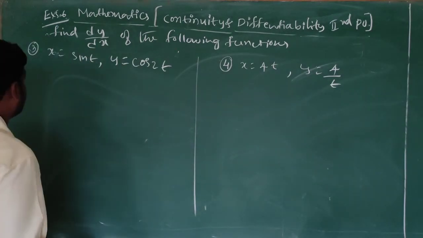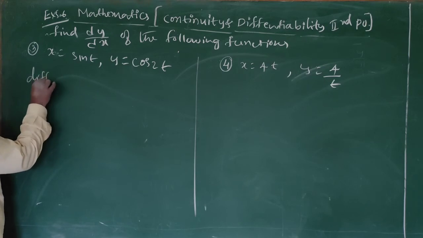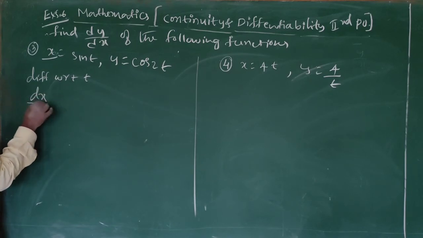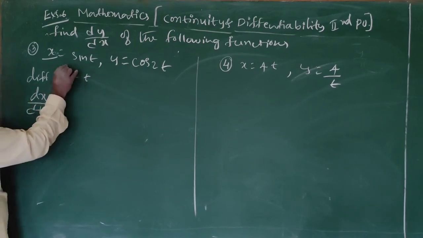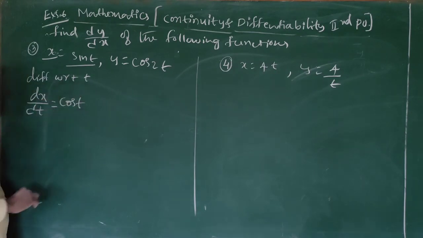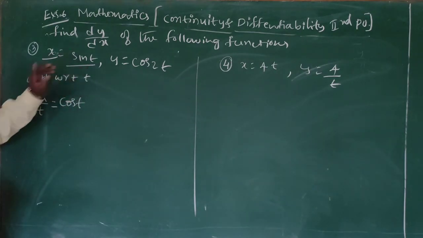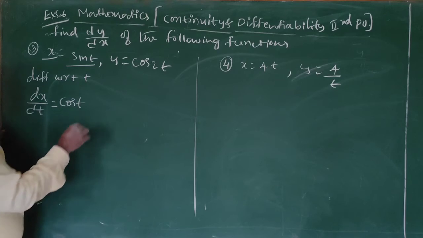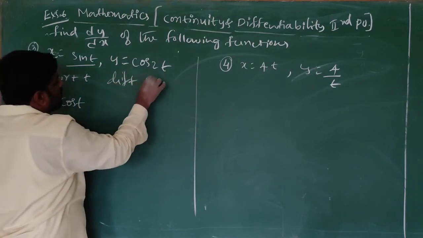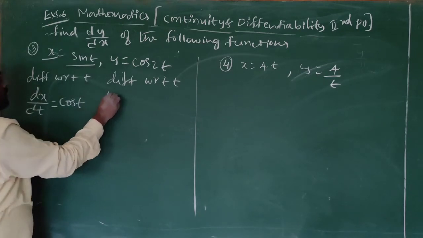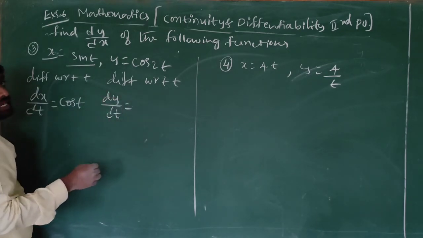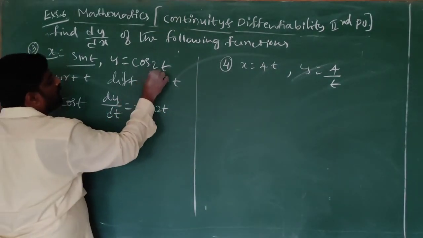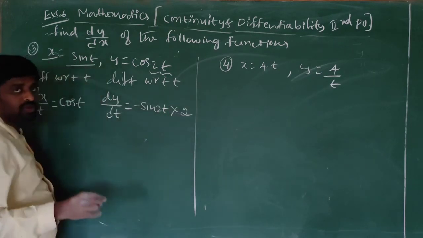x is equal to sin t. Differentiate with respect to t. x differentiation is dx by dt. Sin t differentiation is cos t. So we are differentiating with respect to t: dx by dt is equal to cos t. Differentiate with respect to t. y differentiation is dy by dt. Cos differentiation is minus sin 2t, and 2t differentiation is into 2.